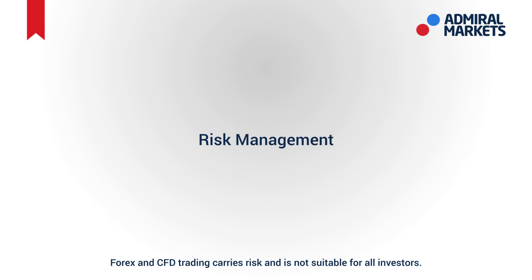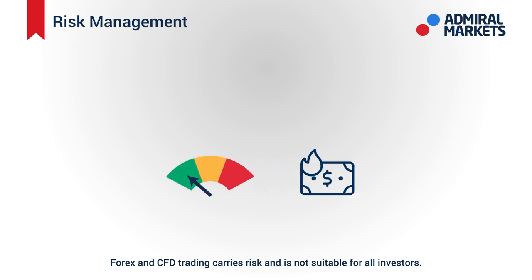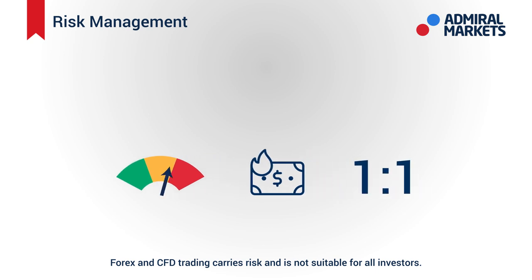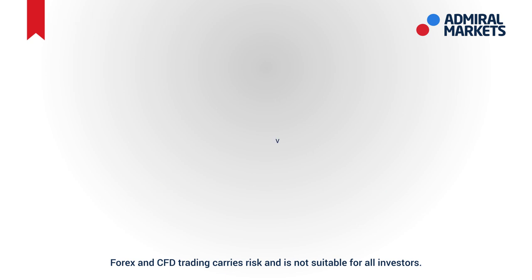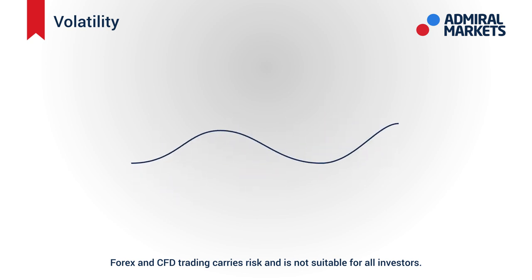Risk management. Scalping requires stringent risk management. Higher percentages of profitable trades can easily get offset by a single larger loss. Most experienced scalpers will use a 1-to-1 risk-reward ratio. Volatility. When it comes to scalping, the risk of losing increases when volatility is very high. But when volatility is too low, prices may not change for a long time, resulting in very little gains.